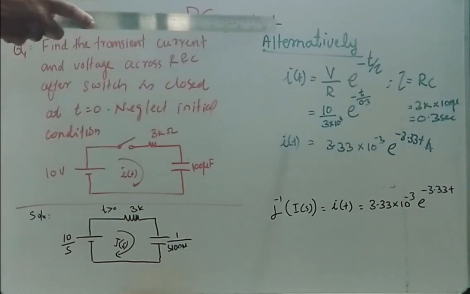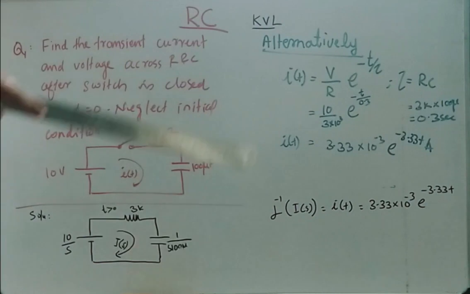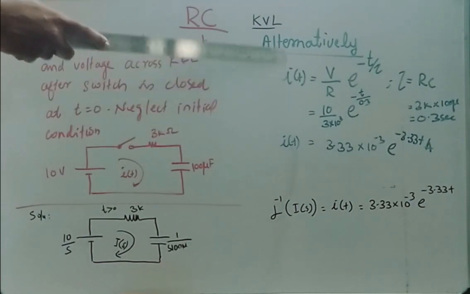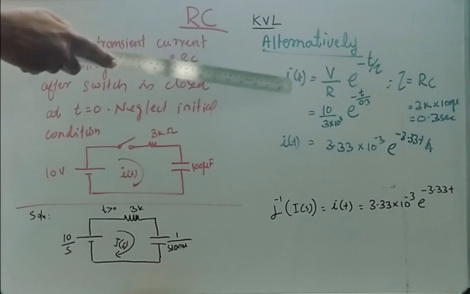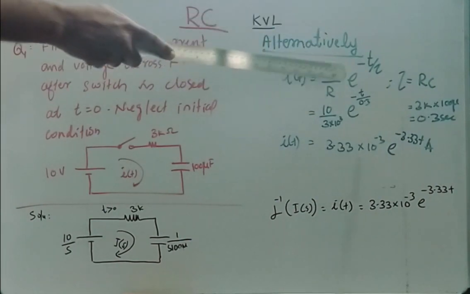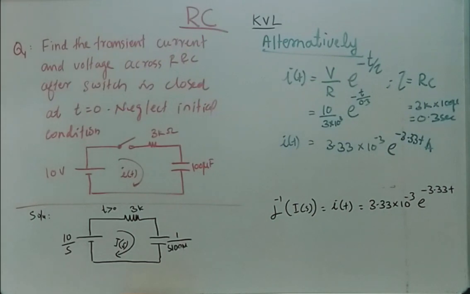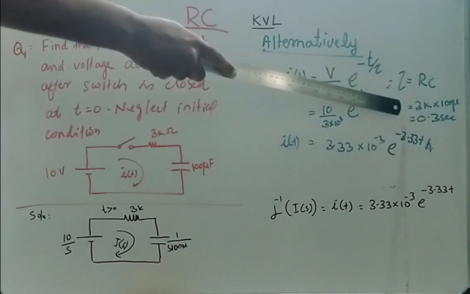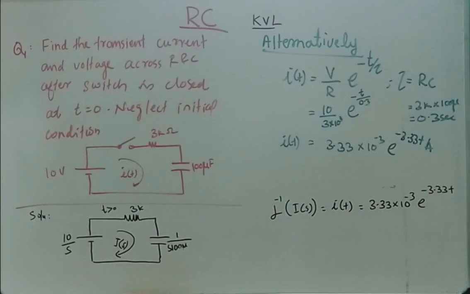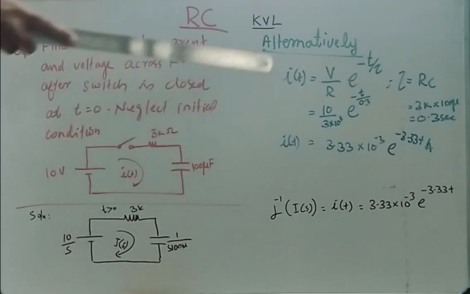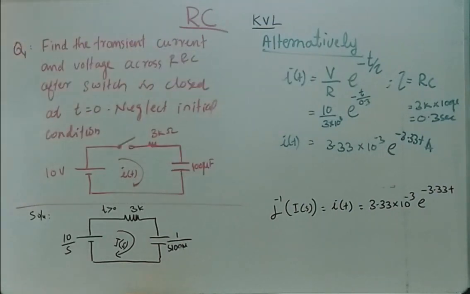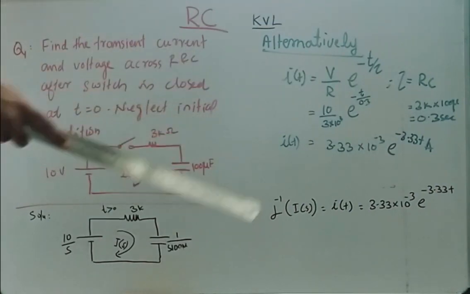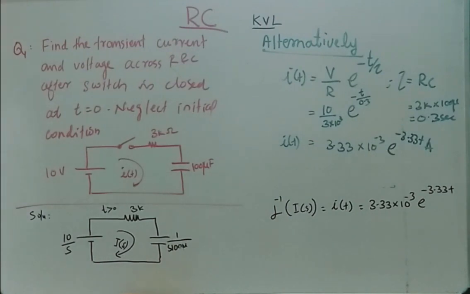Alternatively, we can find the expression for this current from the generic equation which we derived in the theory session. That is i(t) is equal to V by R e raised to minus t by tau, where tau is the time constant of the circuit. In an RC circuit, the time constant is RC. So RC is 0.3 second. After substituting V, R and tau in this equation, we obtain i(t) as 3.33 into 10 raised to minus 3 e raised to minus 3.33 t ampere.